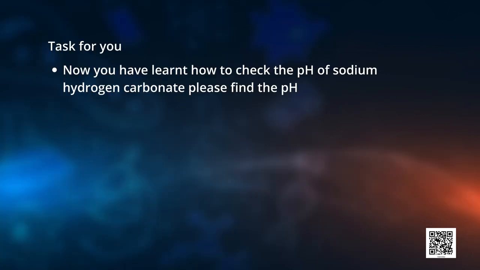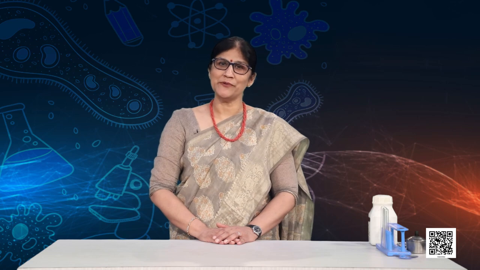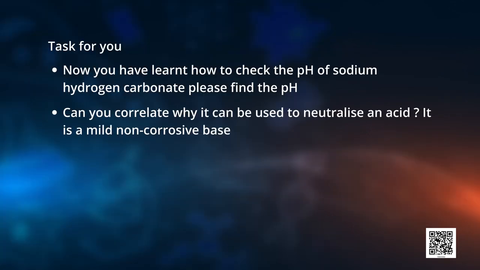Now there is a task for you. You have learned how to check the pH of sodium hydrogen carbonate. Please find the pH and tell me what is the nature of the base and the acid from which sodium hydrogen carbonate has been produced. Can you now correlate why sodium hydrogen carbonate can be used to neutralize an acid? It is a mild non-corrosive base.